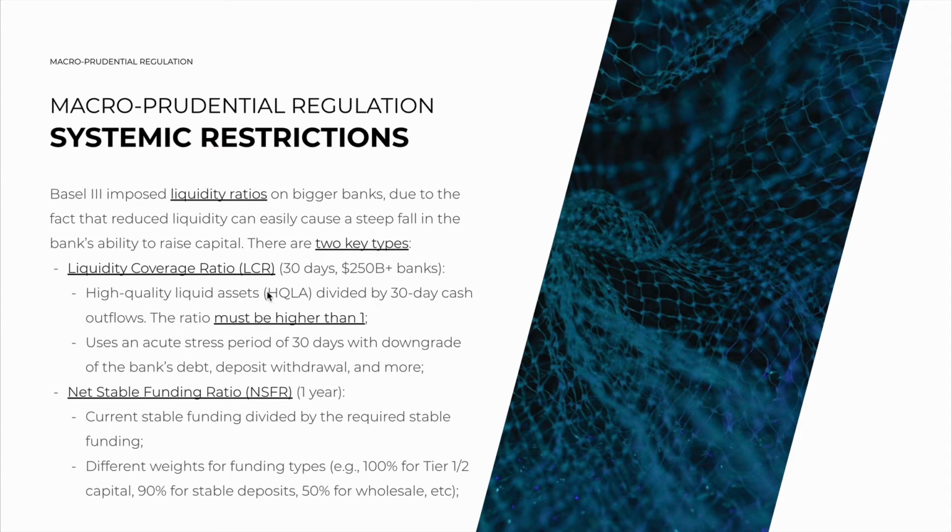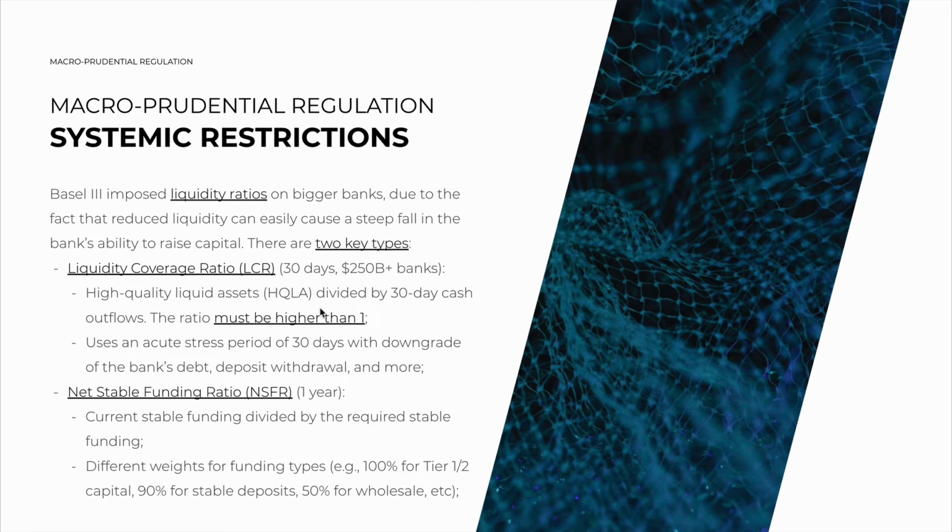These high-quality liquid assets are things like cash, central bank debt, or marketable securities. And as the name says, these must be highly liquid in case that a sale is needed. That's why the ratio must be higher than 1. That is, the quantity of the highly liquid assets must be more than enough to make up for the dramatic loss during the stressed period of 1 month.